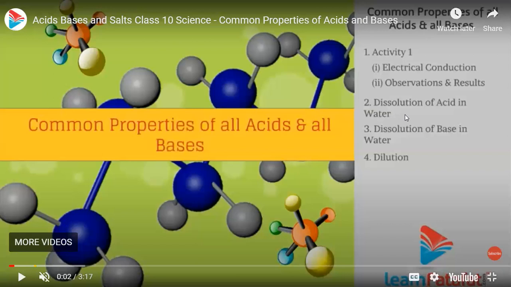And the last topic we are going to study is dilution. From the name itself, we can get an idea: dissolution means dissolving of acid into water, and dilution means adding more and more solvent to reduce the concentration of a particular substance. Okay, so let's start with it.